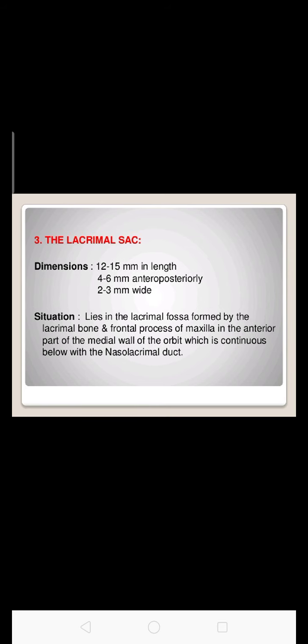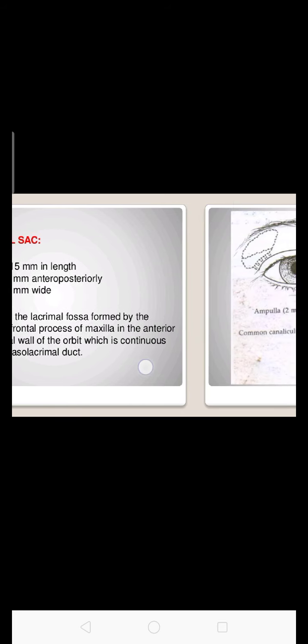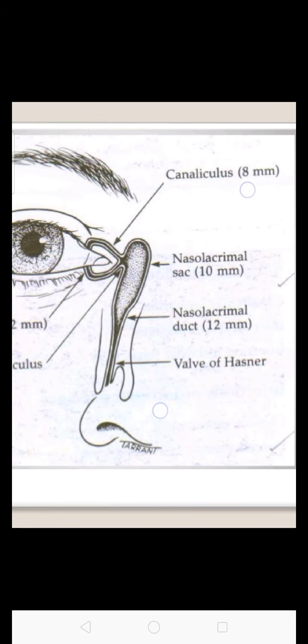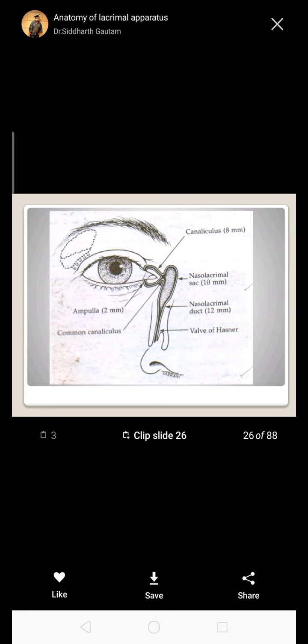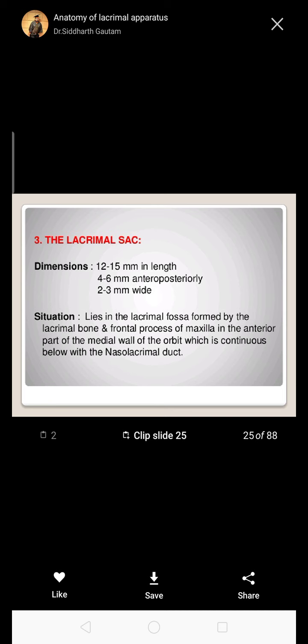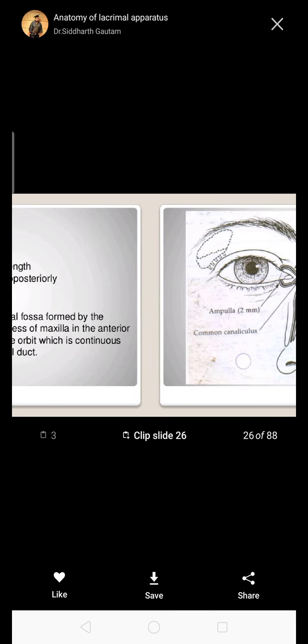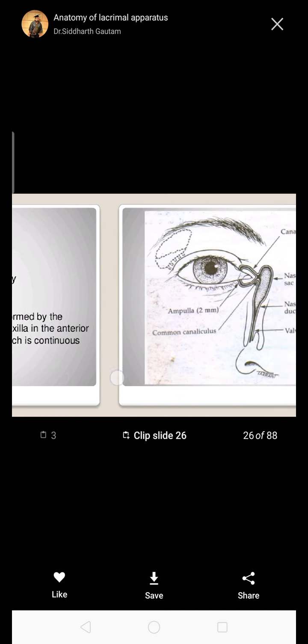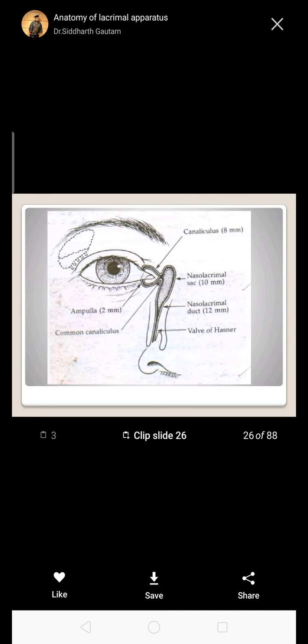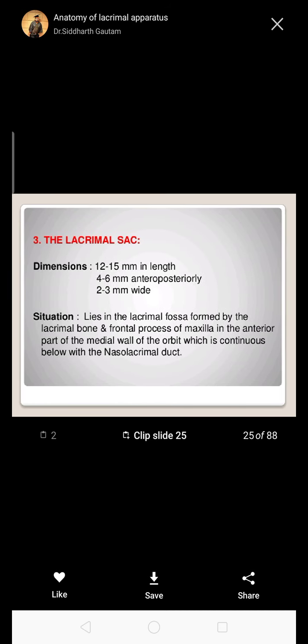The sac itself is 15 millimeters in length, 4.6 millimeter anteroposterior length, 2 to 3 millimeters wide. The dimensions of the lacrimal sac.